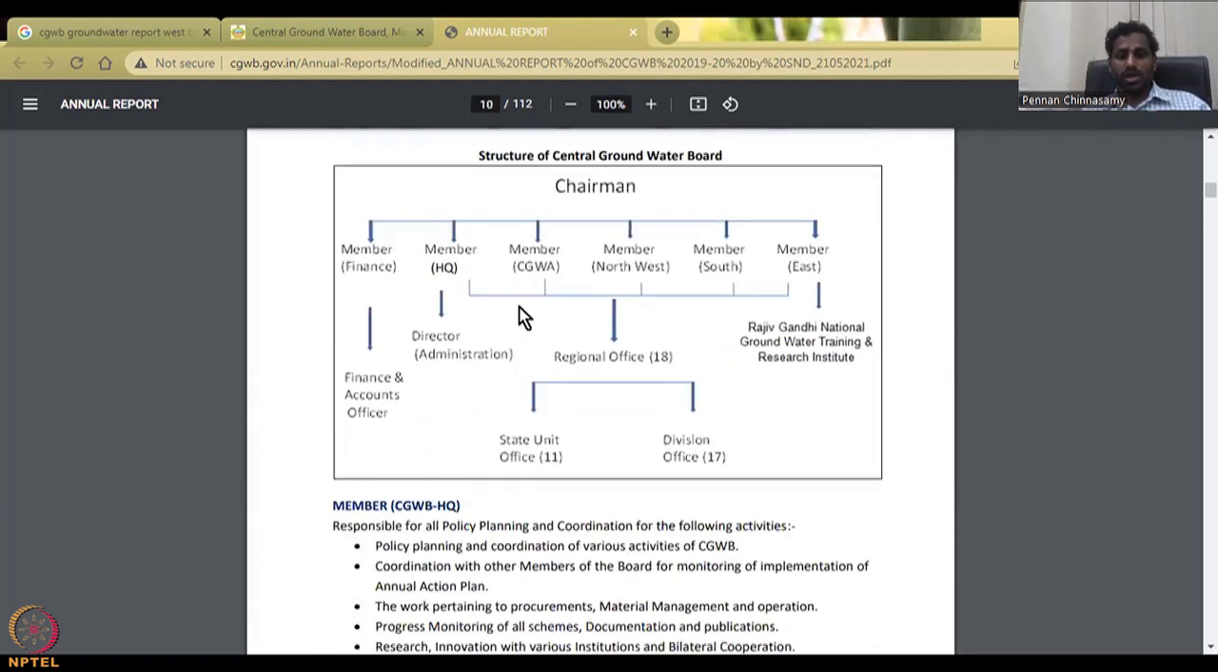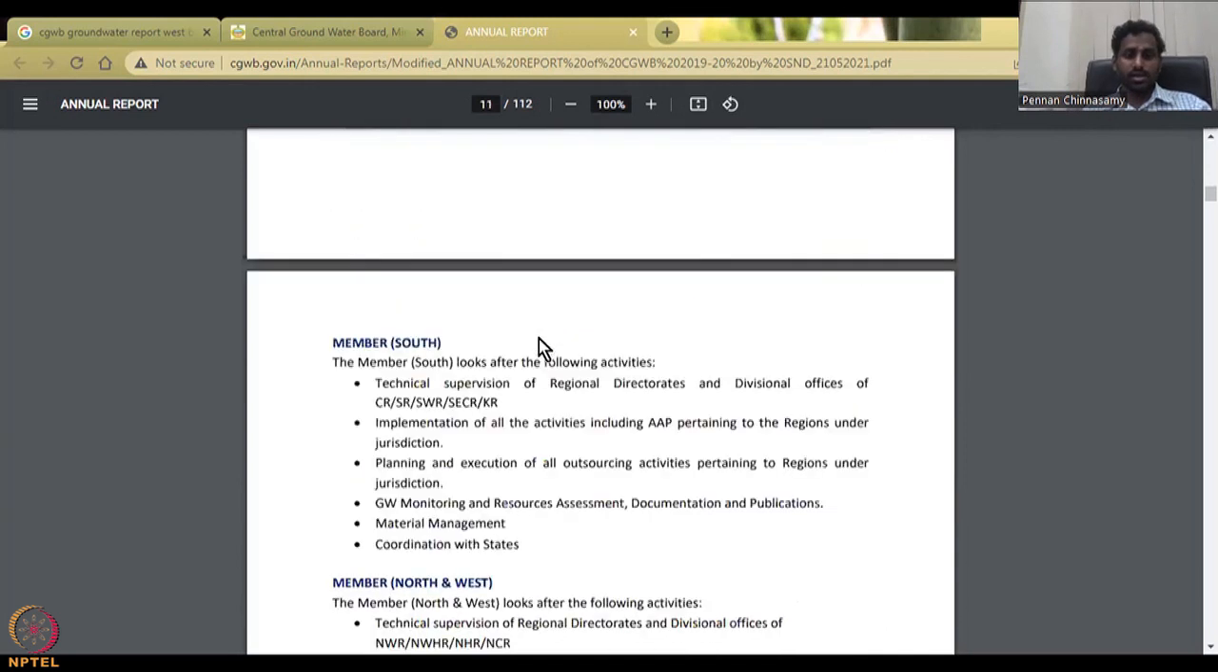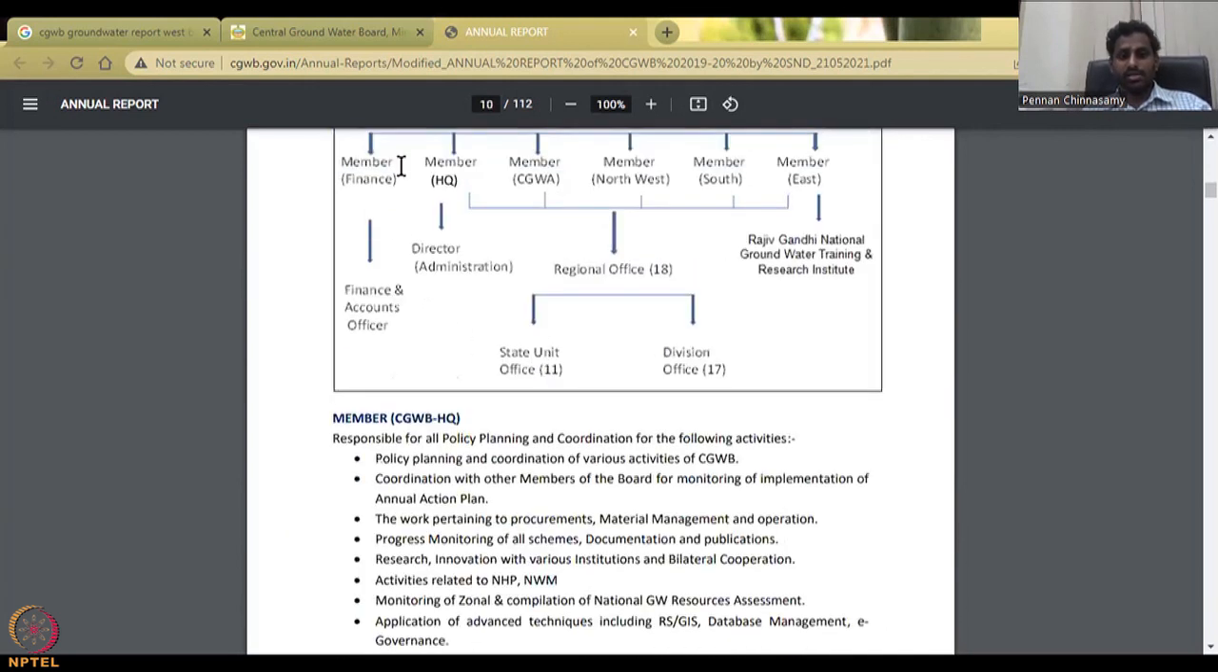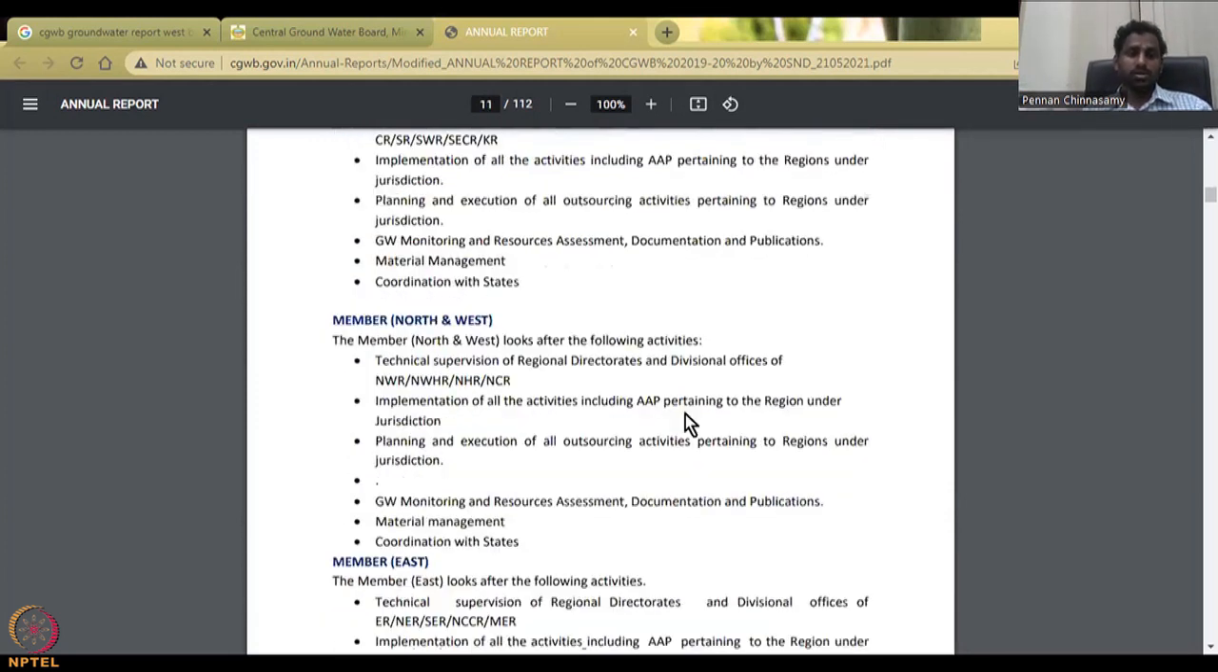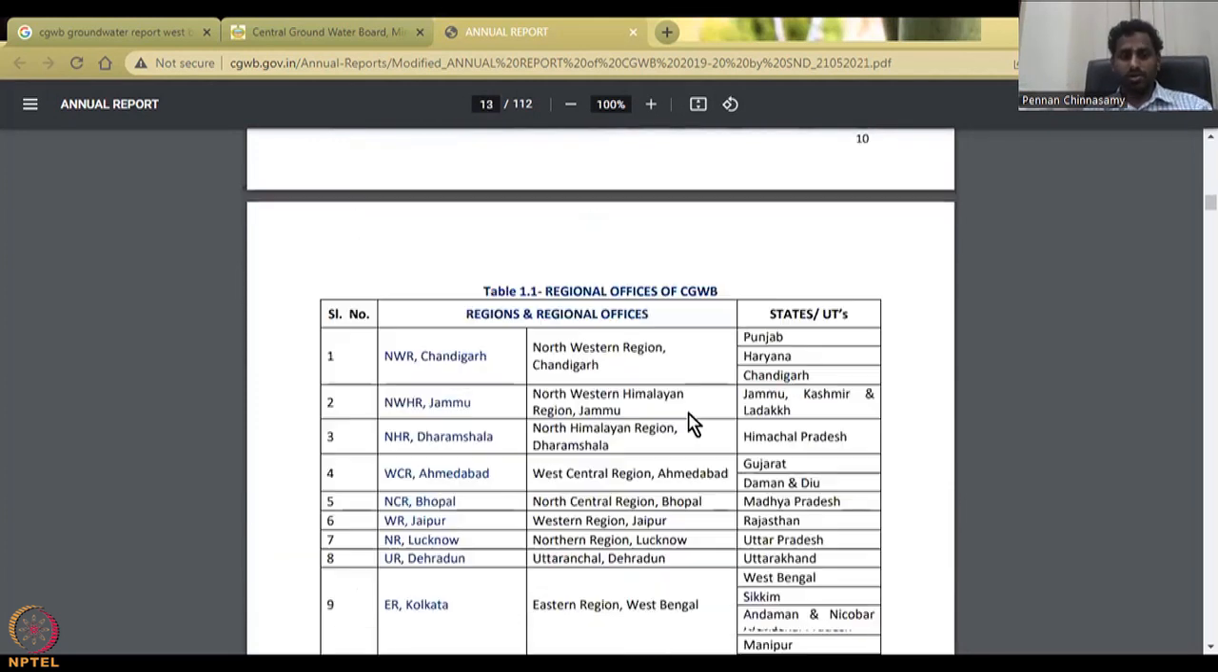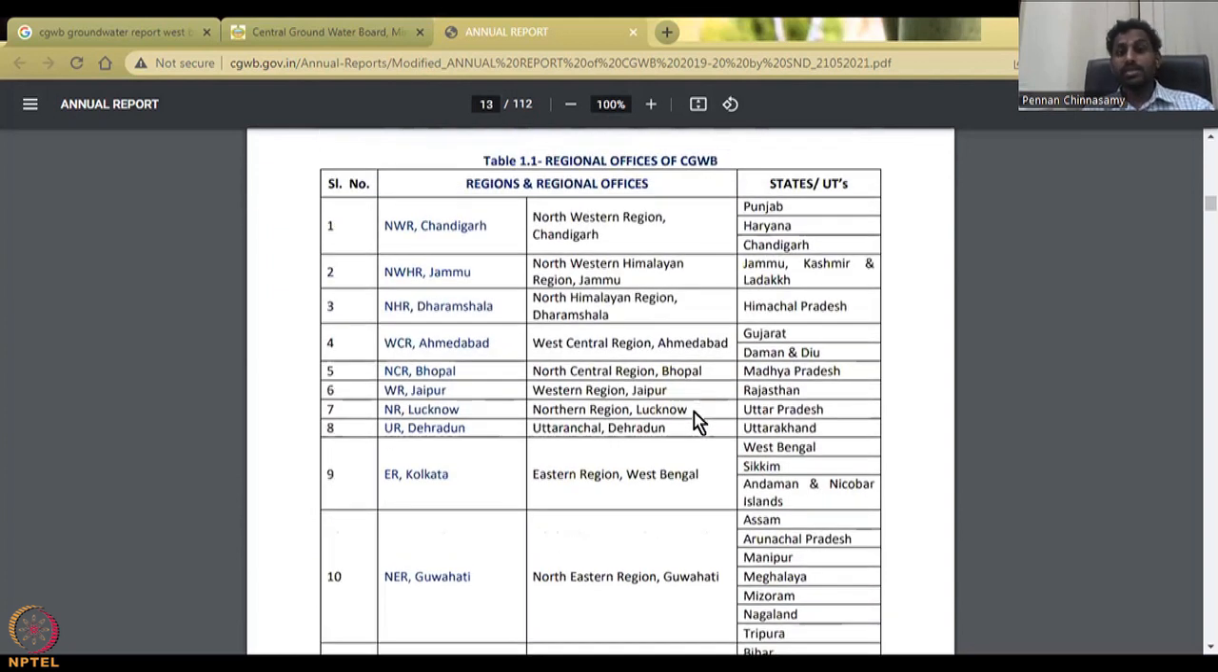Organization setup, how the hierarchy is set up, all these things. As I said, there are scientists and then officers, division managers, etc., which is again not needed for us. And here is the regional office. So always go to the regional office. It may not be called directly CGWB Chandigarh. It is Northwestern Region, Chandigarh, CGWB. Okay. And what are they responsible for? So the Northwestern Region in Chandigarh is responsible for Punjab, Haryana, and Chandigarh.